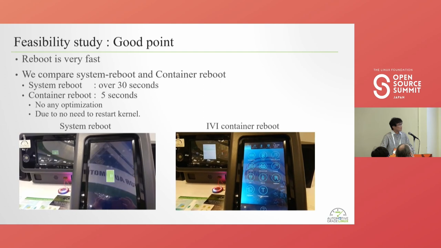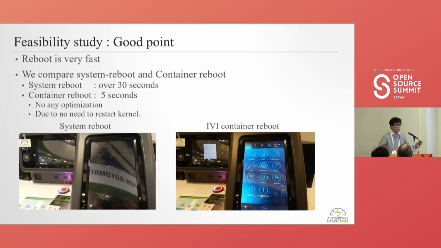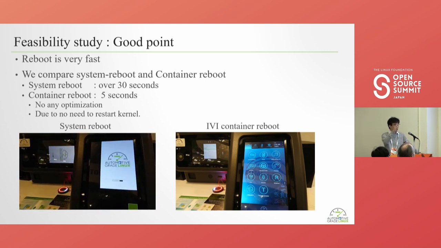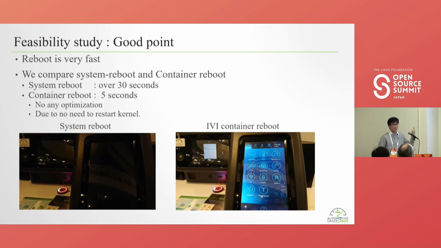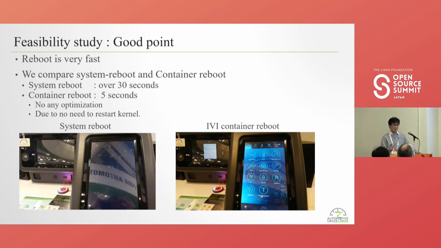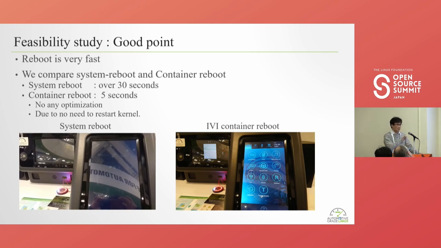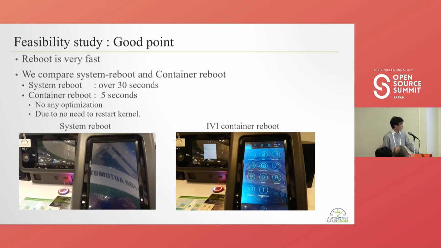3, 2, 1. The right side is already rebooted, so this system is running. The kernel side is kept, so only the container side rebooted. However, when the system side is rebooted as well, everything reboots. Then the kernel restarts, the system restarts, and the cluster container side starts. So there are many hops.